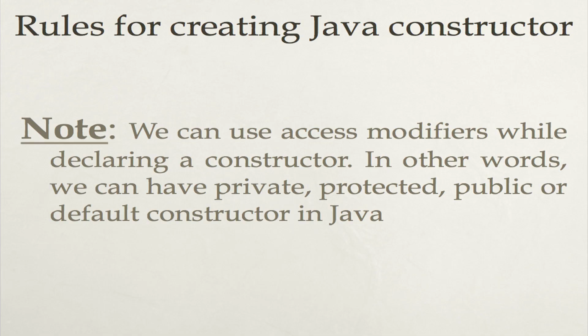Now there are some more rules regarding the constructor in Java. We can use an access modifier while declaring a constructor. In other words, we can have private, protected, public, and default constructors in Java. So we can mention here a private constructor. We can use these specifiers with the constructor, but we cannot return any value through the constructor. We cannot write a return type with the constructor. So these are the rules.